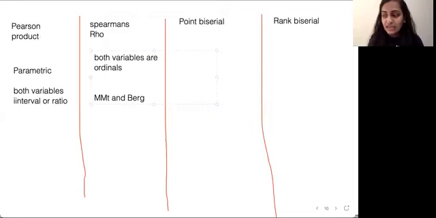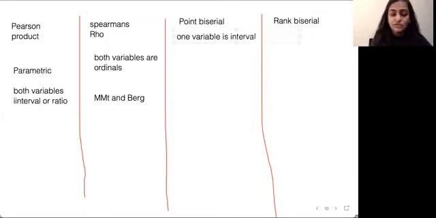For point biserial, one variable is going to be parametric. That means it's going to be either interval or ratio.